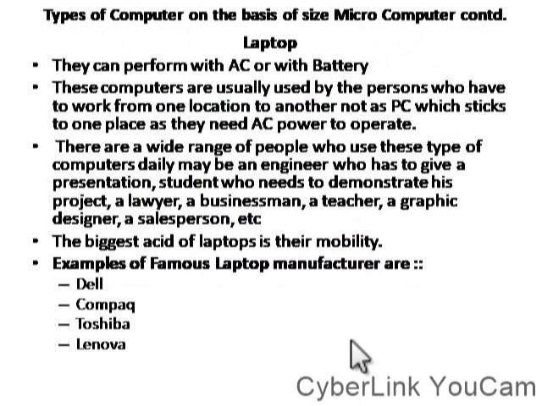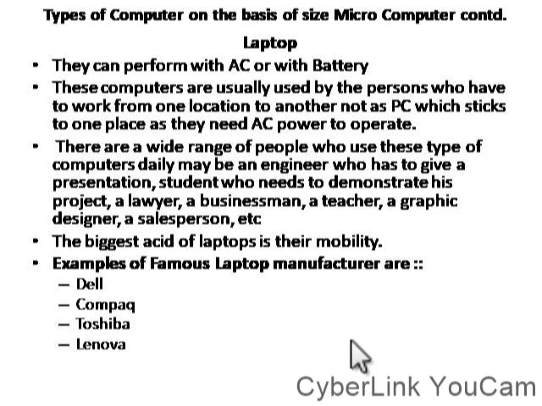Laptops, as we all know, we all carry laptop computers. Desktop computers cannot be moved from one place to another, so this gives the requirement for a laptop, a computer which can be moved from one place to another. Any place we can take it. They can perform with AC or with battery. These computers are usually used by persons who work from one location to another, not like a PC which is fixed to one place, as it needs AC power to operate.